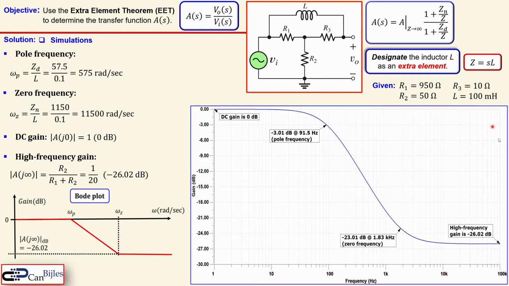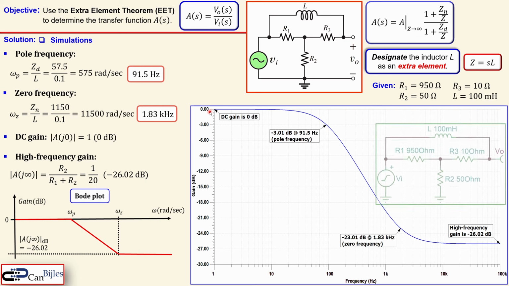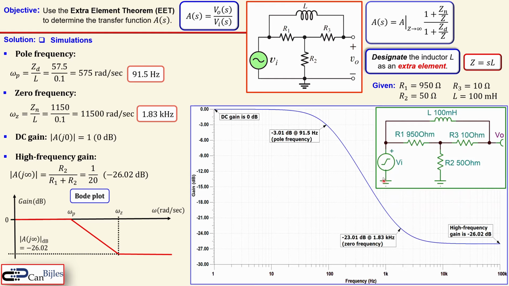So this is now the plot in the simulator. First I will also calculate the pole frequency in hertz, just divide this by 2 pi. Same for the zero frequency, so you get here 91.5 hertz, and this is almost 1.83 kilohertz. And this is now the plot. You see here the frequency in hertz, that's what I did in order to compare that clearly. This is the gain on the vertical axis. And this is the circuit I have drawn in the SPICE simulator. You see here the inductor and the resistor values. And we have here indeed that it is all correct.